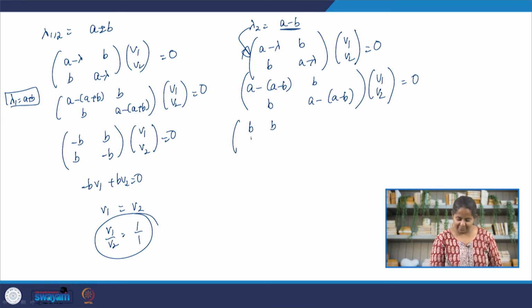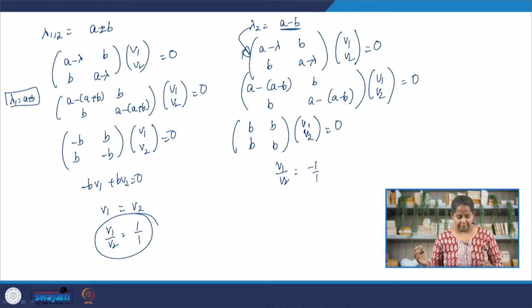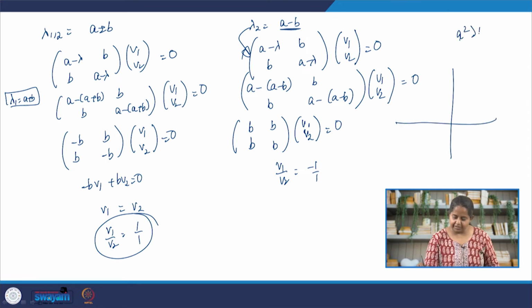Again, we are getting a non-trivial solution. V1 by V2 is equal to minus 1 by 1. Alrighty. Now we know the direction in which this particular fixed point is going to be an unstable node. So let's draw the phase portrait. If A square is bigger than B square, since A and B are both positive, that's the assumption we made. If A is bigger than B, 0, 0, the phase portrait looks like this. 0, 0 is an unstable node. Its two eigenvalues are A plus B and A minus B.